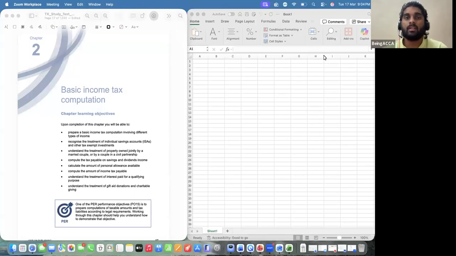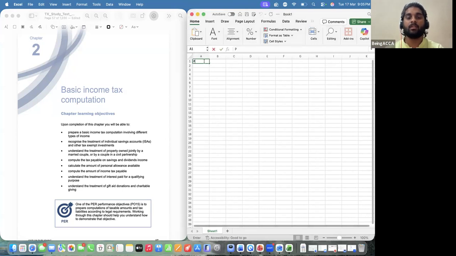So in this session, we will be discussing the second chapter. We will not be discussing the entire chapter of basic income tax computation, but only until non-savings income and savings income, because this is a chapter that forms the foundation for your entire income tax concepts. In this, we will be understanding what is personal allowance.